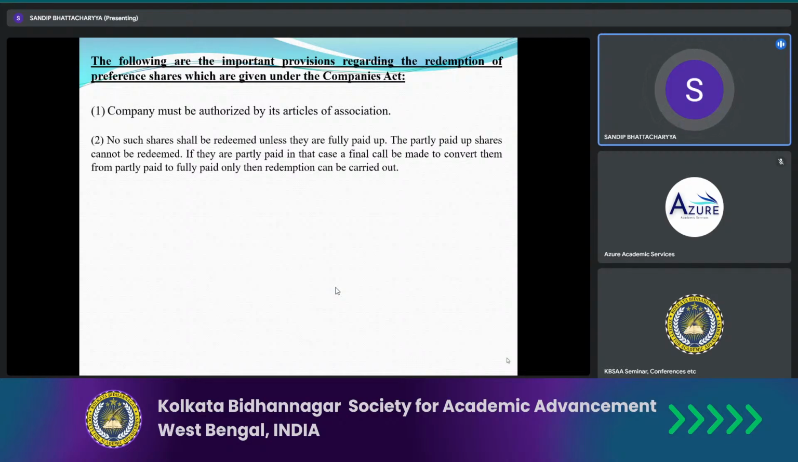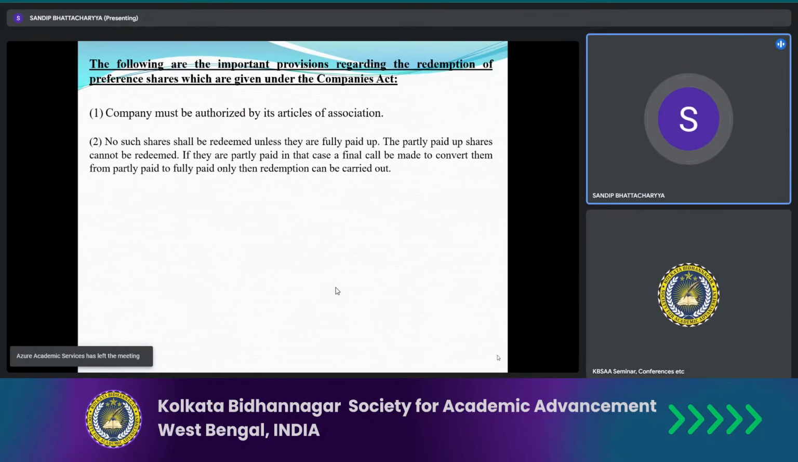So how can you redeem 10,000 shares? But you might say, sir, it has already been mentioned in the articles of association, so you must redeem after 5 years. Okay, that's good, that's fine, I agree with you. But the thing is, my dear students, that redemption can be done only for fully paid preference shares.